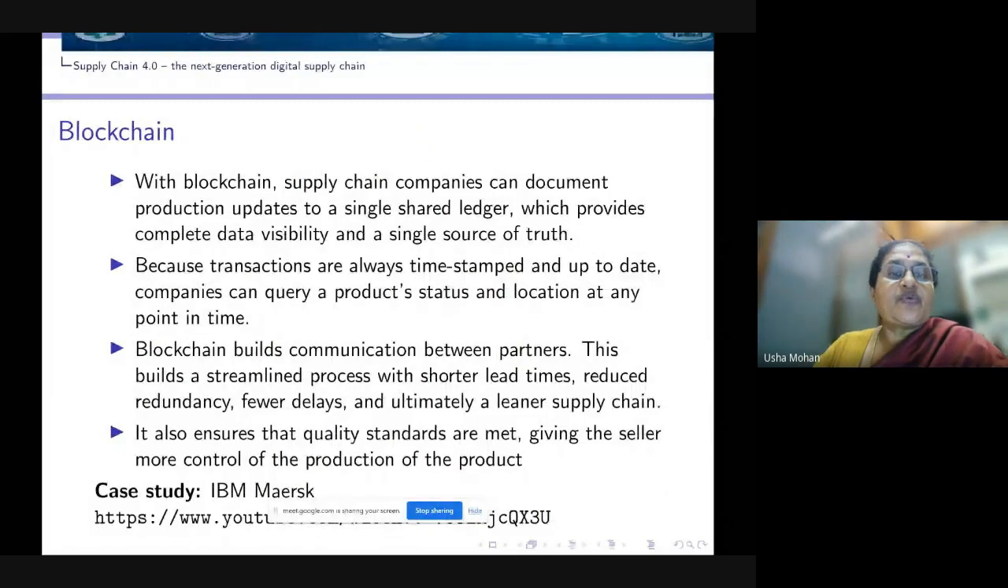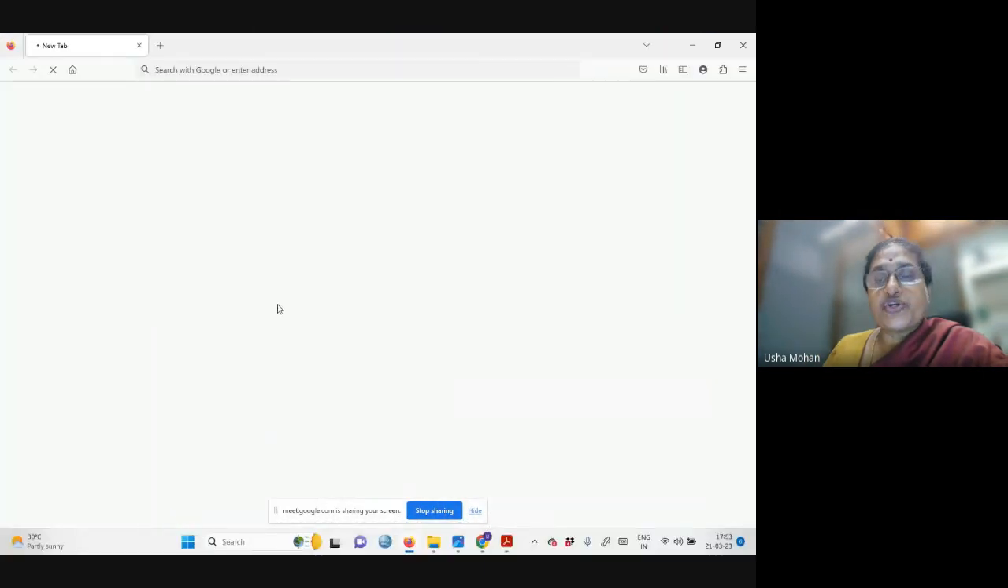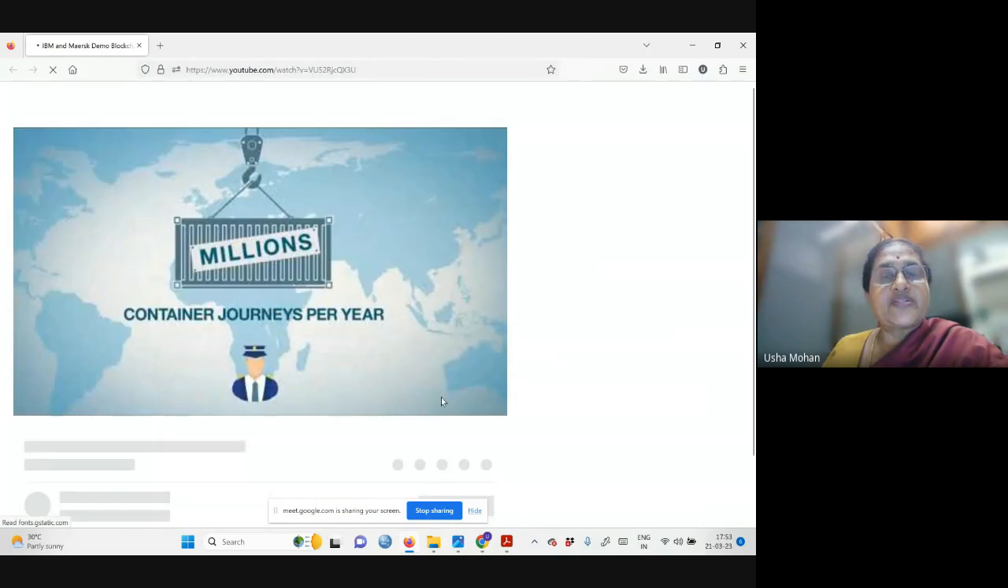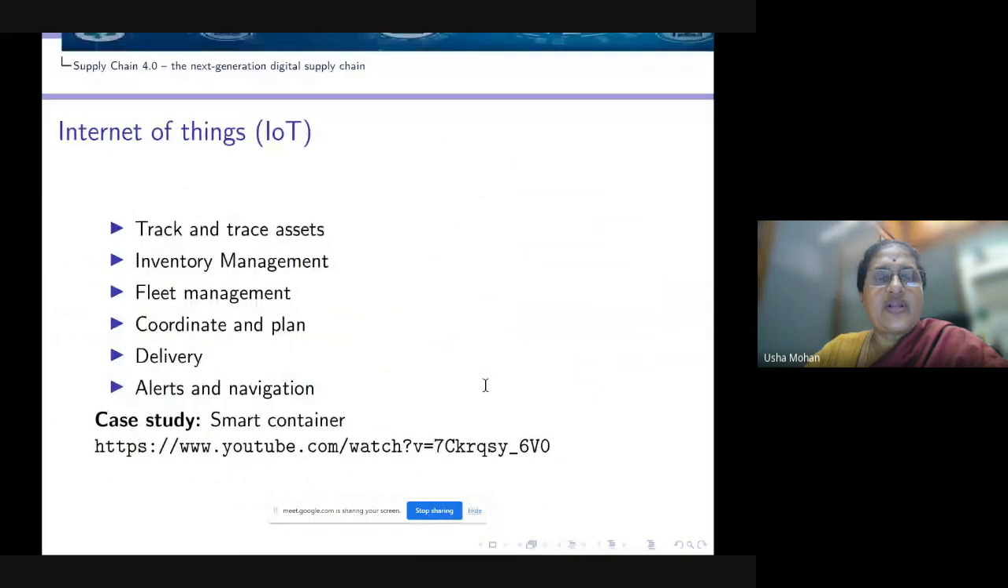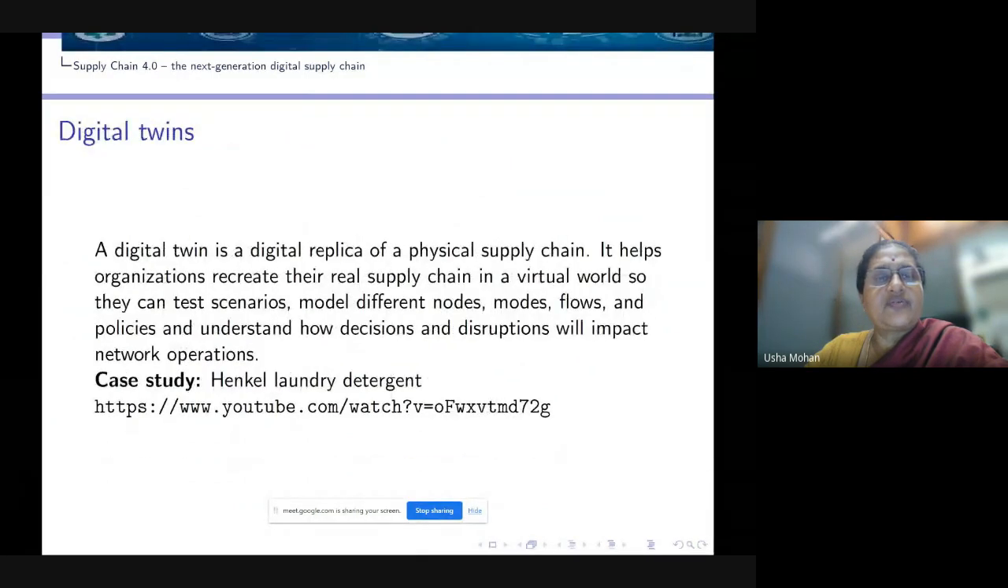The last thing I want to show is this IBM Maersk data thing, which I did not show. I think we have a couple of minutes. No, I think I showed this also, but there was another thing I wanted to show. I think I'll just, yeah.